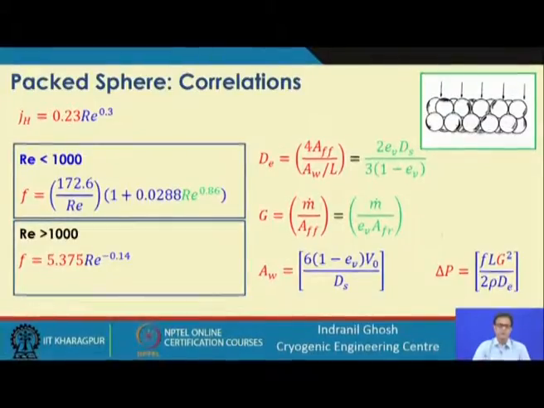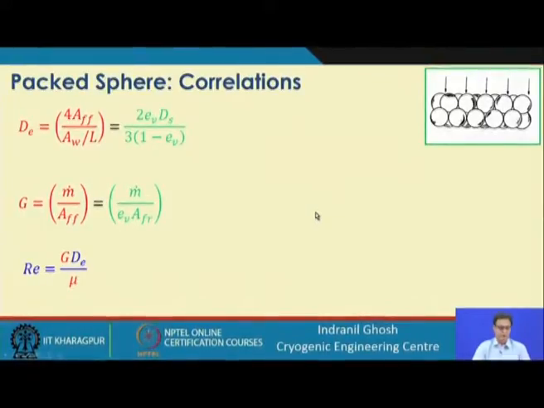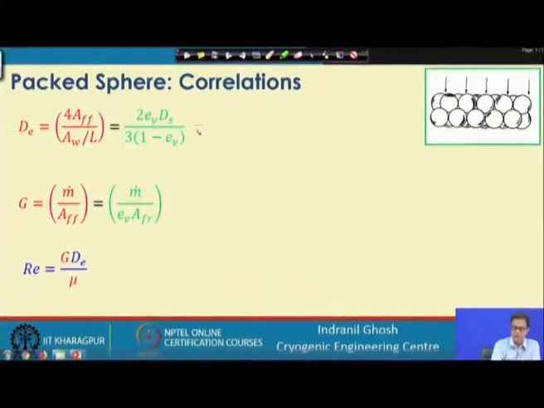Particularly for this problem, we have the Re value, the dE or the equivalent diameter, and G, the mass velocity. Now, we would like to calculate first the dE, the equivalent diameter. The parameters are known, like Ev is known, ds is known. If we put these values, you will find that this will come out to be 6.54 into 10 to the power minus 4 meter. This is the equivalent diameter.